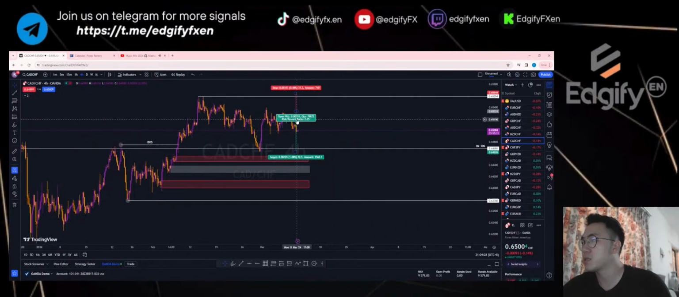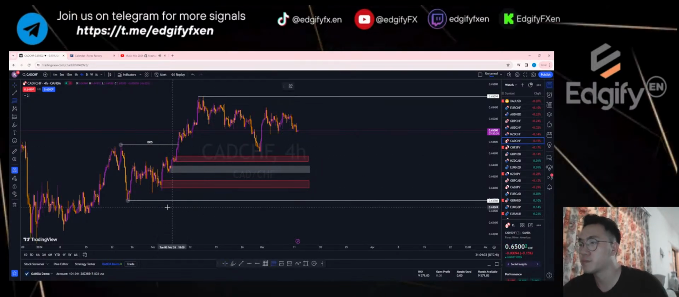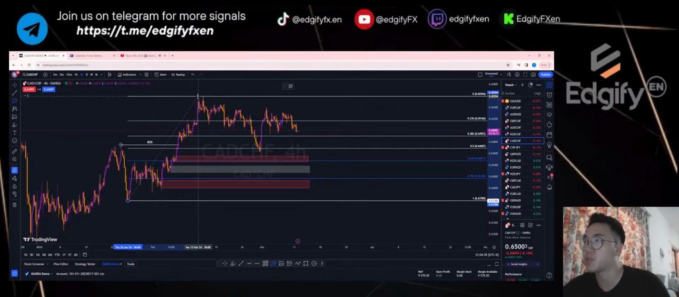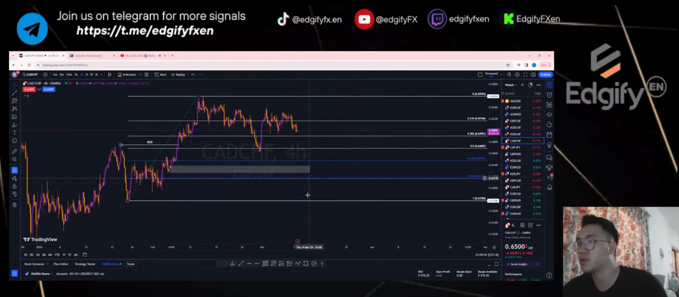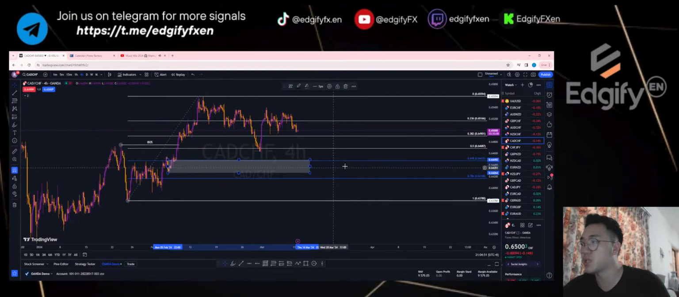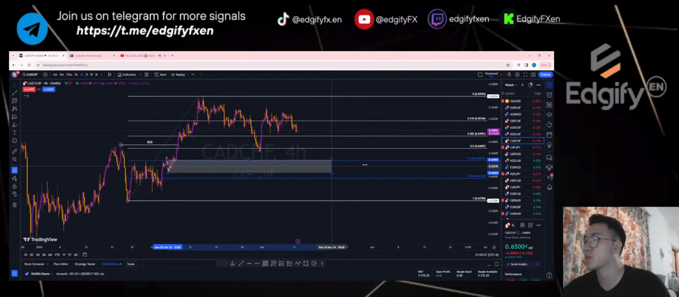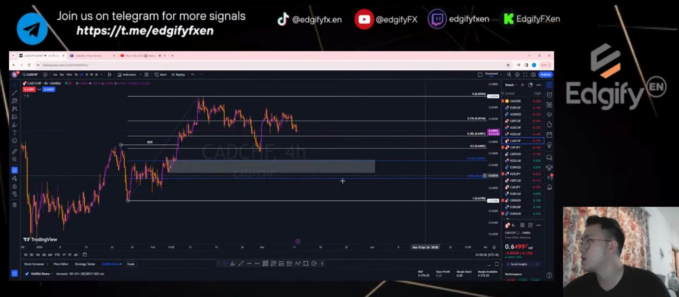All right, look at CAD/CHF. CAD/CHF, I marked this 2 weeks back or 3 weeks back, I think. I'll only be using the zone in this level here. Basically, anything in between the 618 and the 786 would be my demand area. I marked this I think 2 weeks ago. So I'll be using this level.